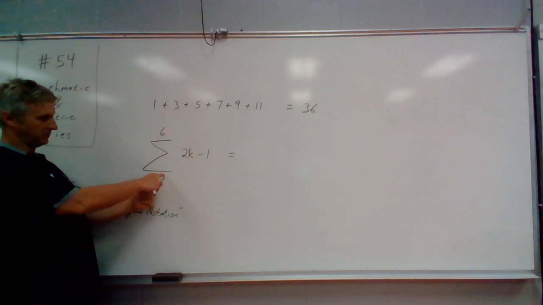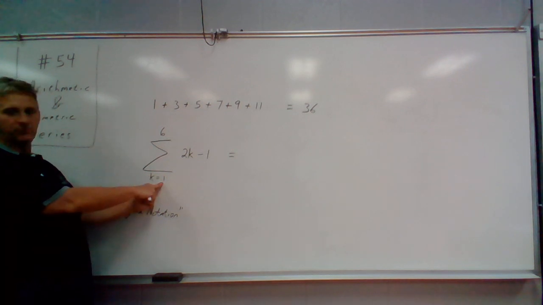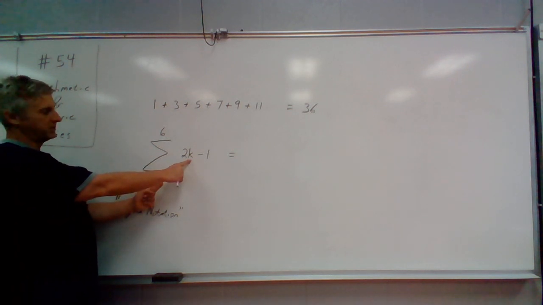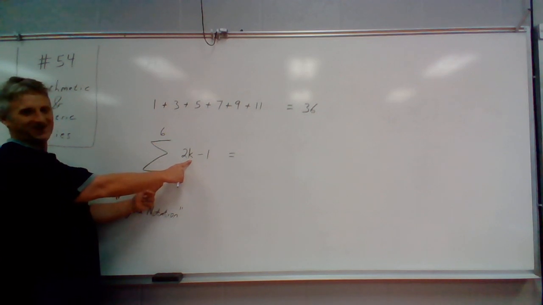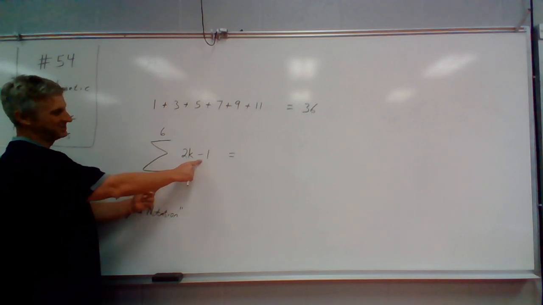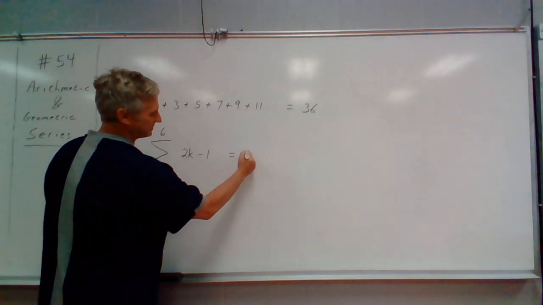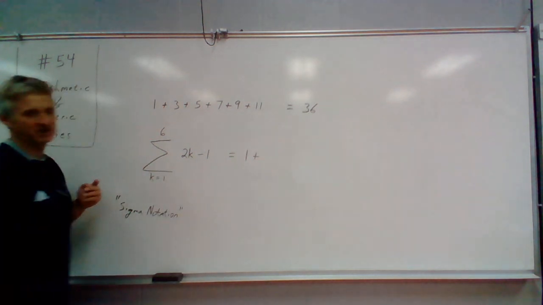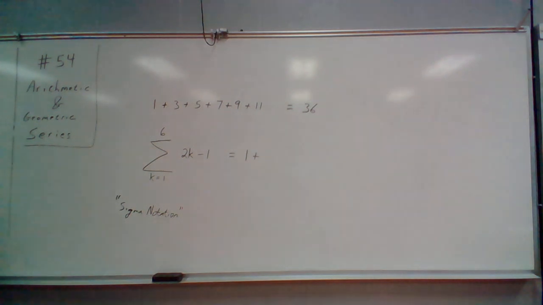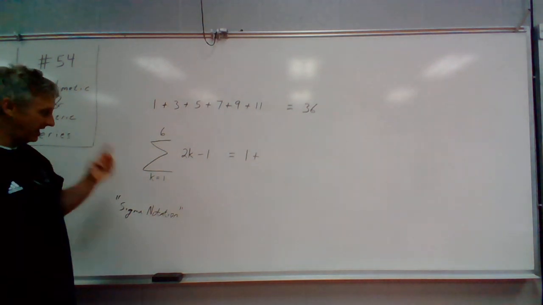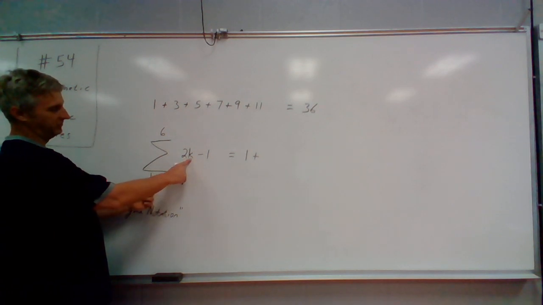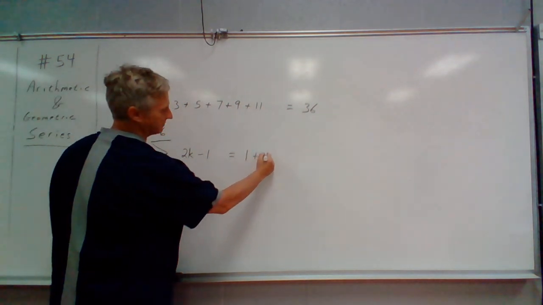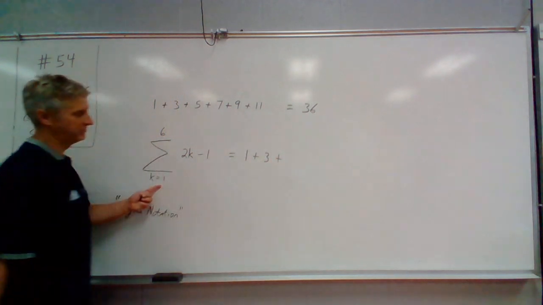All right, so here's how it works. First of all, I'm going to pretend that K is 1. So I'm going to put a 1 in for K. So 2 times 1 is 2. 2 minus 1 is 1. So my first term is a 1. And then I know I'm automatically going to have a plus sign there. All right, so now K will be 2. So if K is 2, 2 times 2 is 4. 4 minus 1 is 3. And I'm going to have a plus.